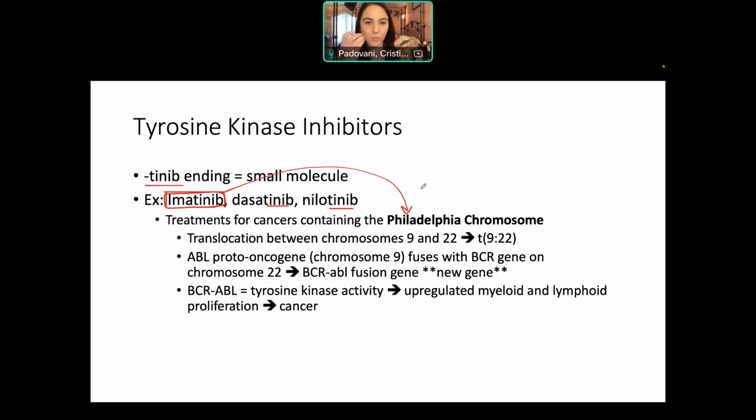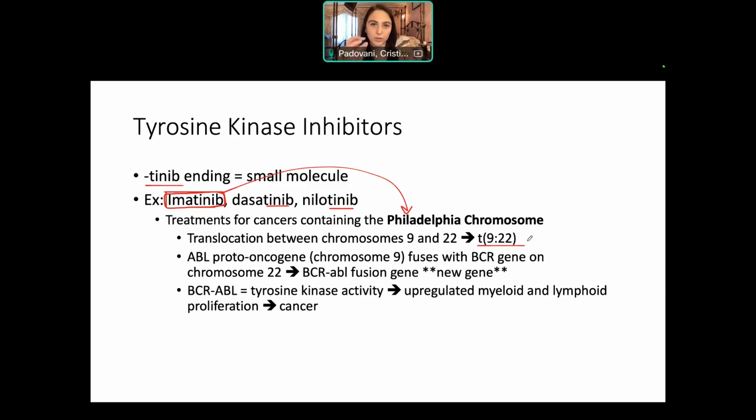And I talk about the Philadelphia chromosome in a lot of detail. I'm going to talk about it here a little bit, but I go into a lot of detail when I talk about it in my cancer lecture or session, which is in the HEMONC playlist. But anyway, your Philadelphia chromosome is a translocation between chromosomes 9 and 22. So you can see it written as t(9;22). And I'll show you a picture of what that means, this translocation.